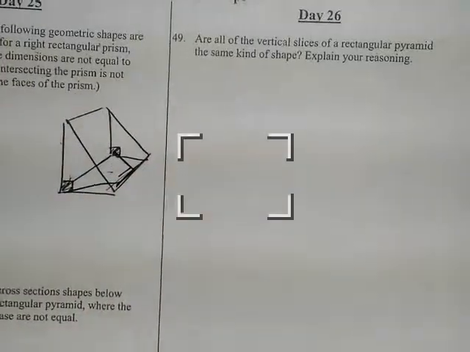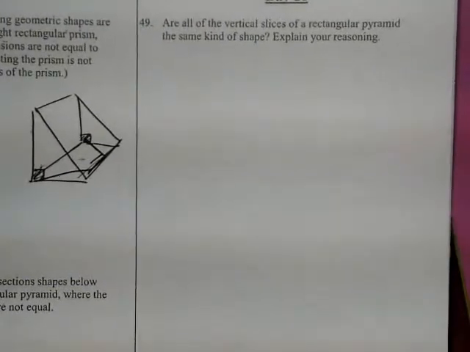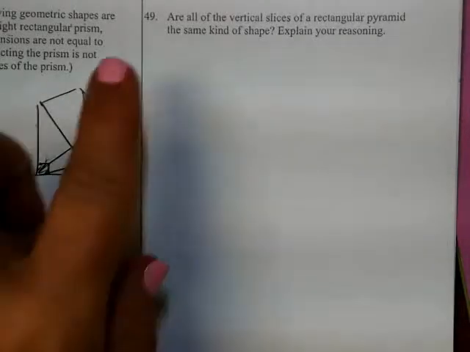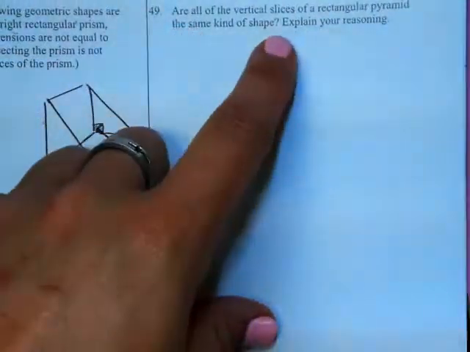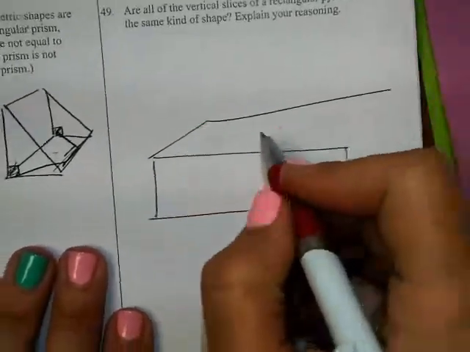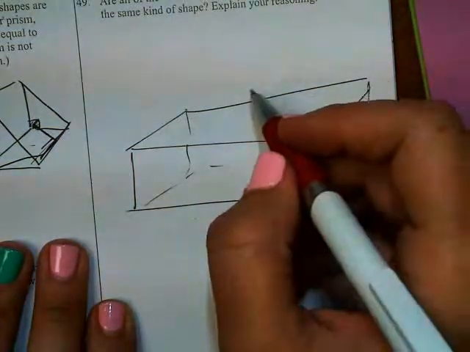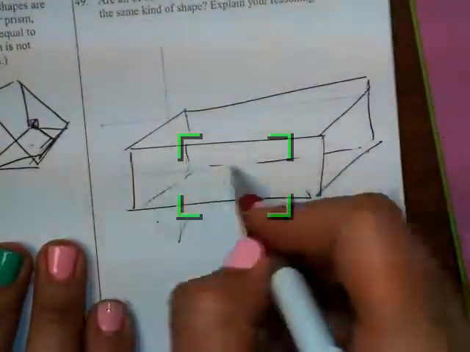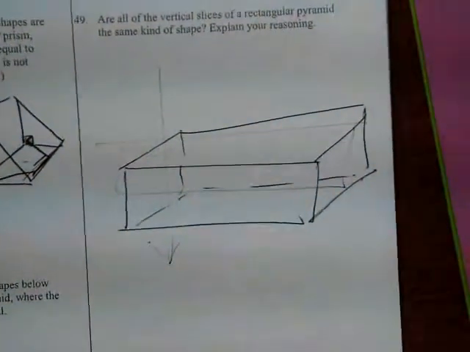Are all the vertical slices, so up-down slices, of a rectangular pyramid the same kind of shape? Well, here's my rectangular pyramid. If I slice it this way, it's one shape. Or if I slice it this way, it's a different shape. Same kind of shape? No, it's not.